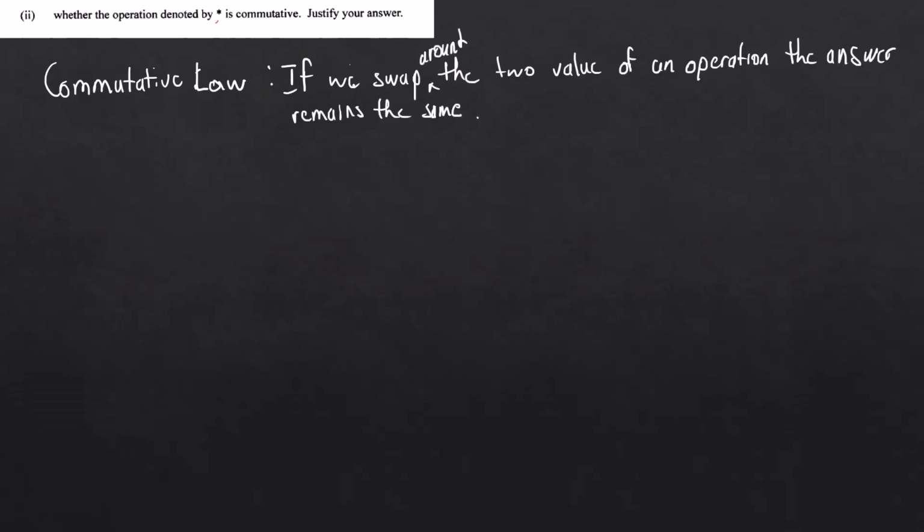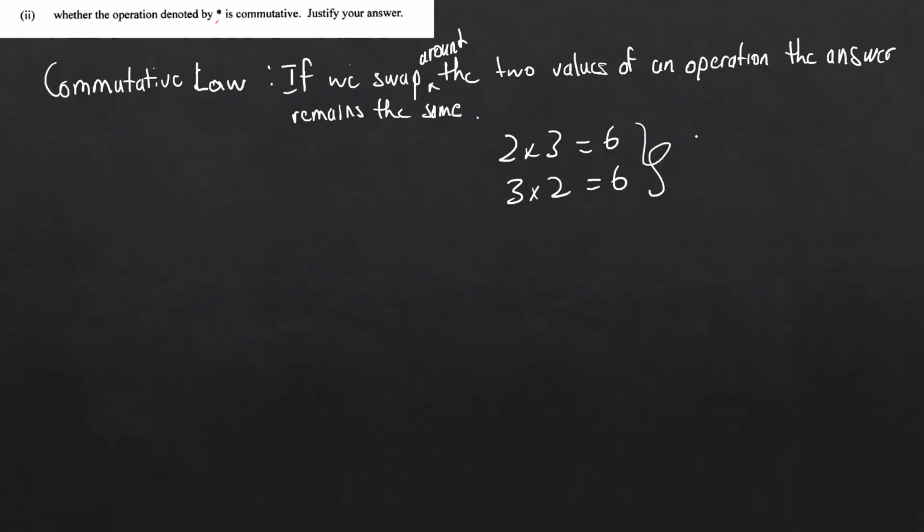So the commutative law says that if we swap around the two values of an operation, the answer remains the same. What does that mean? 2 times 3 is 6. And if I swap around 2 and 3 and say 3 times 2, it should be 6. And we know that already. 3 times 2 is 6 and 2 times 3 is 6.